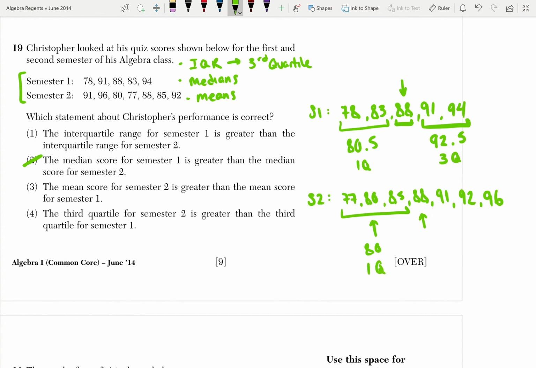Let's calculate the third quartile now. We're just looking at the numbers to the right of the median. Again, we have a number in the middle, which is 92. So that is our third quartile. So let's calculate the interquartile range for each of these.